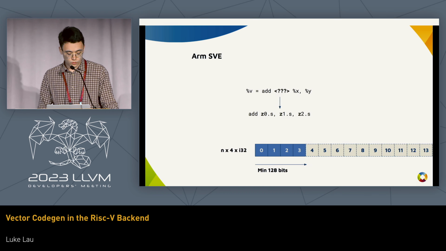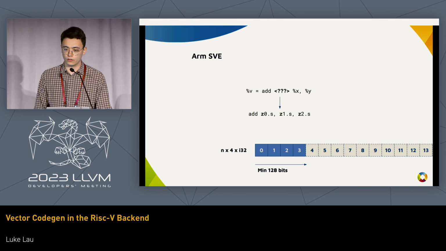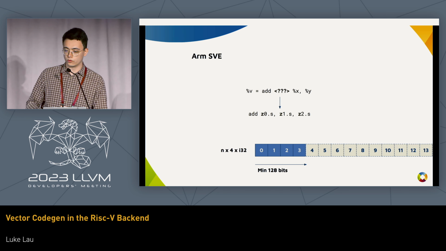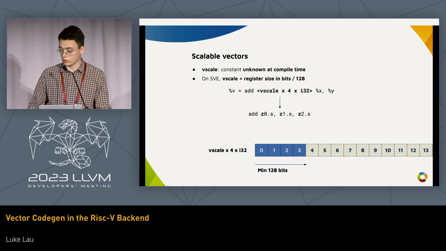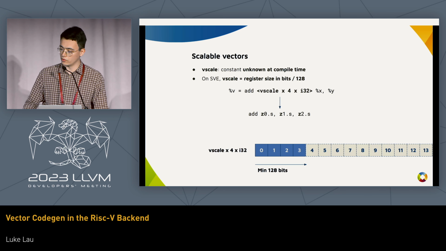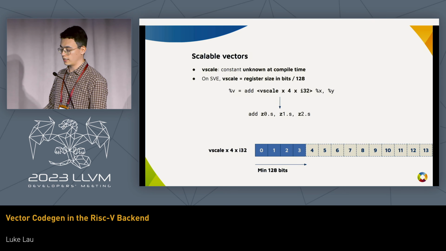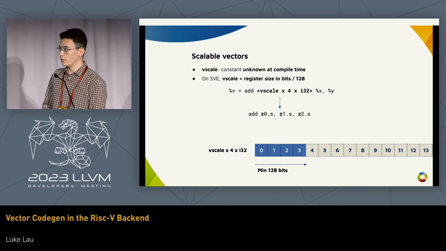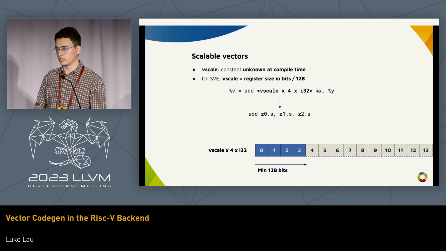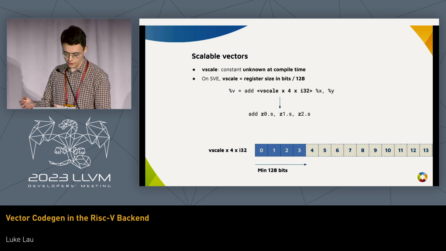So when SVE support was first added in LLVM, we needed some way to represent this notion of a scalable vector type, a vector where we don't know the exact number of elements in it, but we know that there's going to be some minimum and it's going to vary at runtime. So scalable vectors were introduced, and they look like this: vscale times some minimum number of elements times the element type. This vscale is a constant that's unknown at compile time, but it will resolve to something at runtime, and that will be a constant. But it's going to be some factor dependent typically on the size of the vector register. On ARM SVE, this is the register size in bits divided by 128 bits.